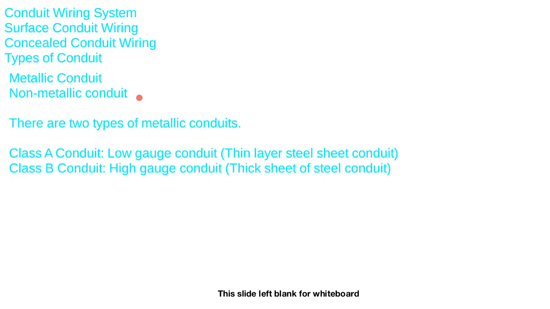We have the class A conduits. These are the low gauge conduits and they have the thick steel sheet layer. And then we have class B, the high gauge conduits. These are thick conduits. And you say these conduits, most of the metallic type of conduits are made of steel.